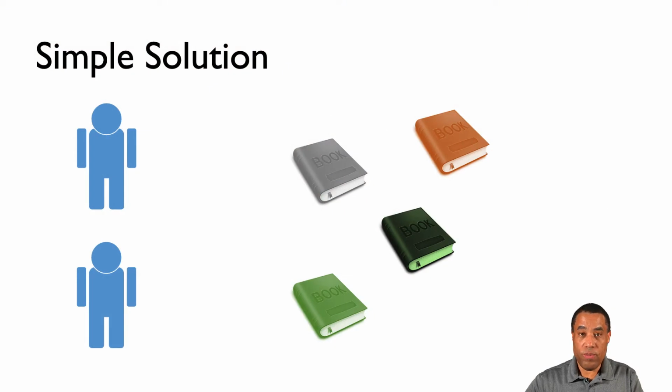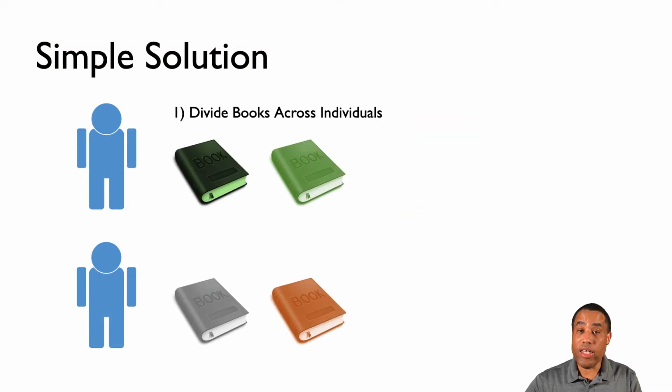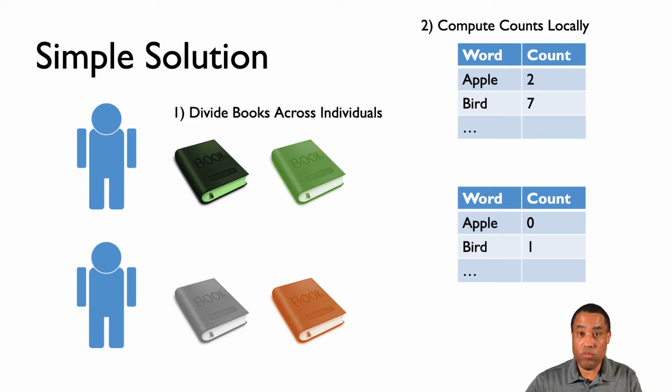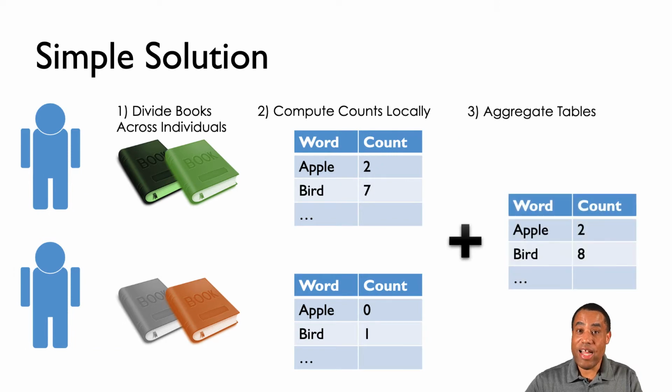Well, a simple solution would be to take our team and divide the books across individuals. The individual on the top gets the first two books, the individual on the bottom gets the second two books. Each one of them is going to count the words in their books, generate a table of counts, and do that locally. The next step is to aggregate those tables. Here we can see that in the first set of books, Apple appeared twice, and in the second set of books, Apple didn't appear. But bird appeared once in the second set, and in the first set, it appeared 7 times. So in our aggregation, we have Apple appearing twice in our set of 4 books, and bird appearing 8 times in our set of 4 books.